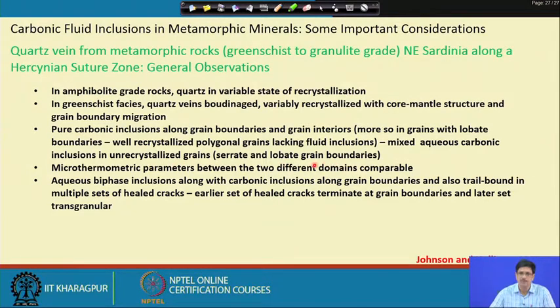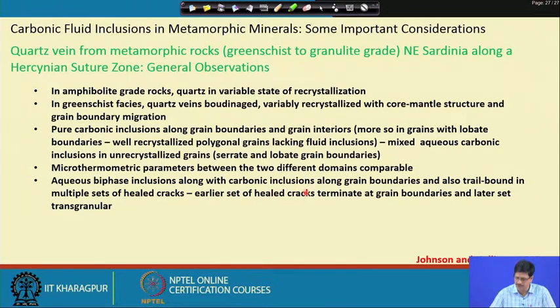So, the observation which was made was that the carbonic inclusions are present in the grain boundaries as well as in the grain interior, and there is a paucity or scarcity of inclusions in grains which have apparently undergone recrystallization, some kind of annealing, resulting in triple junction points and polygonal grains. And interestingly, the microthermometry parameters of the inclusions which occur in these two different domains, the grain boundary and the grain interiors, are comparable, they are the same.